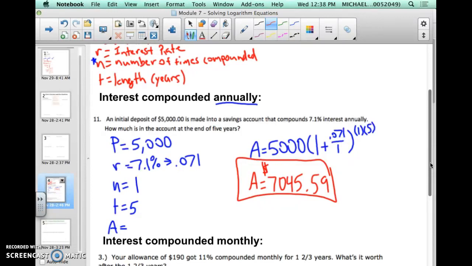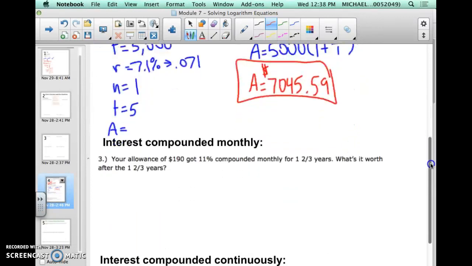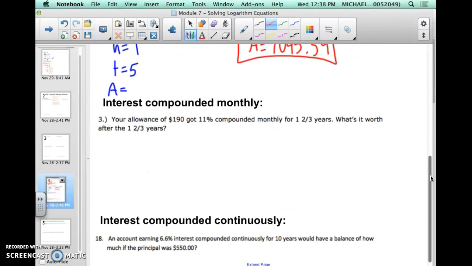The question was, how much is in the account at the end of 5 years? You found it via that formula. So make sure again that as you punch that into the calculator, you got 7,045.59. All right? Now, moving on. If you notice, and before we start, let's change this to 4. All right? Change that to 4.